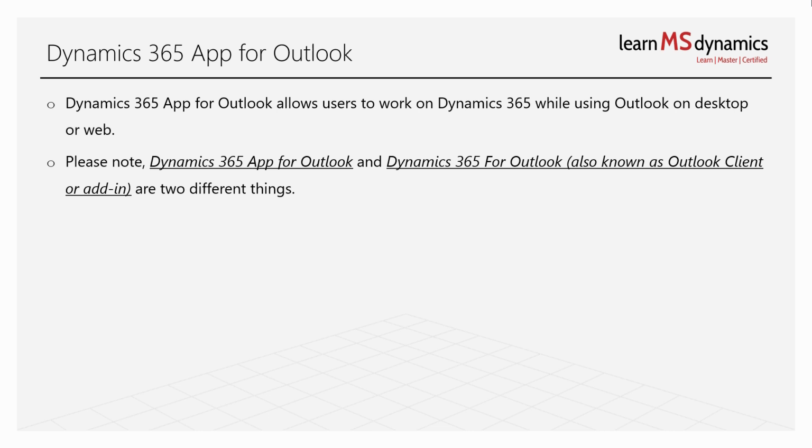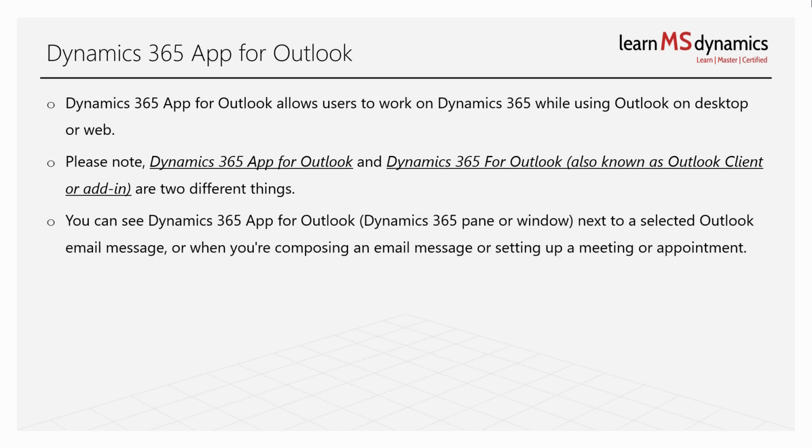So Dynamics 365 for Outlook is a client which you need to install on the system where Outlook is installed, whereas in Dynamics 365 app for Outlook, you don't need to install it on the system. You can configure it from the server side. So when you enable Dynamics 365 app for Outlook, you can see it in the Dynamics 365 pane or window next to the selected Outlook email message. You can see Dynamics 365 app for Outlook and you can perform operations as per your requirements.